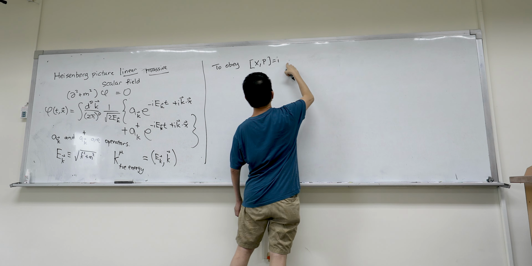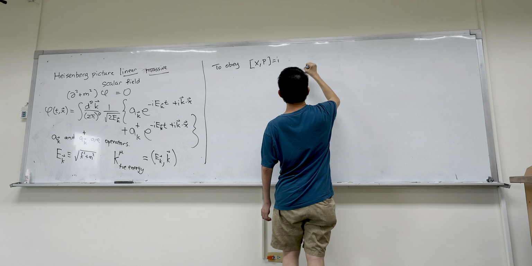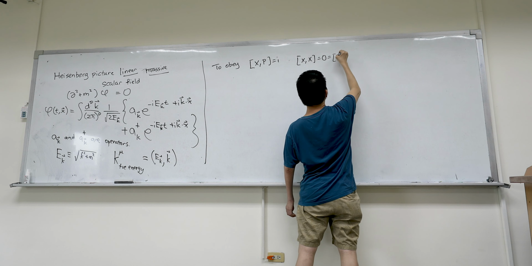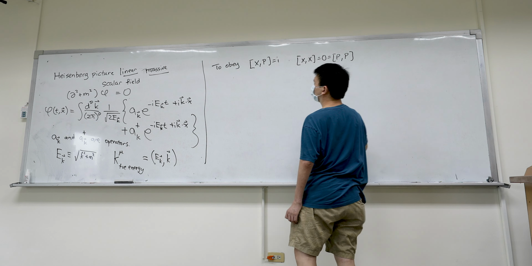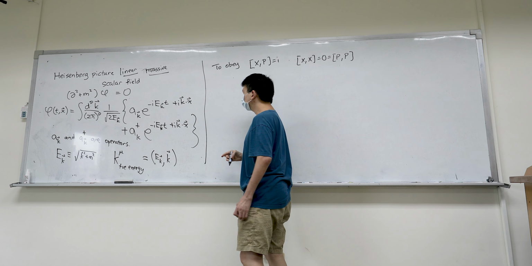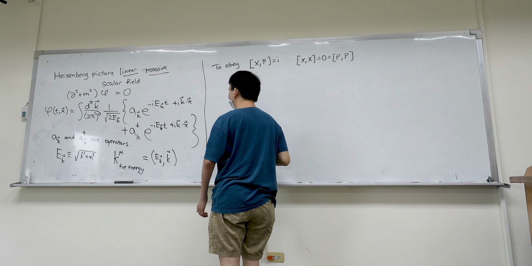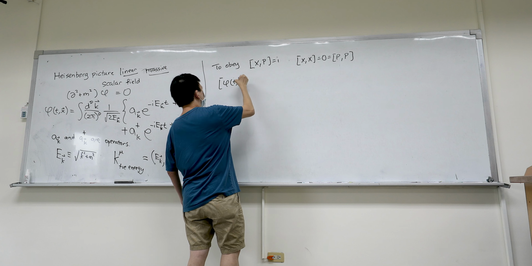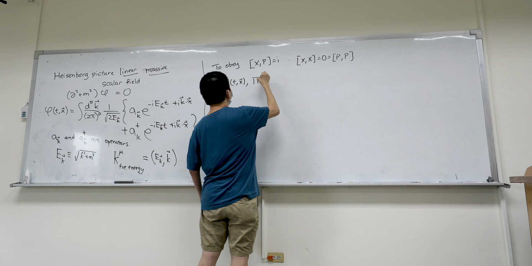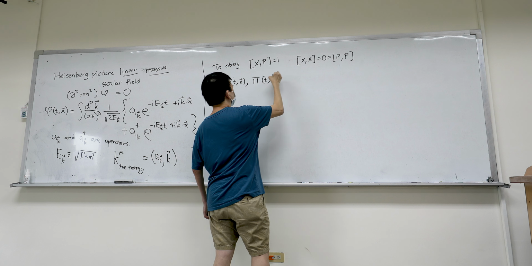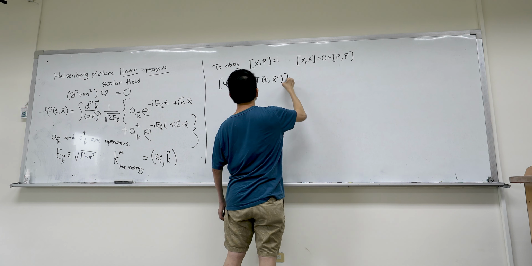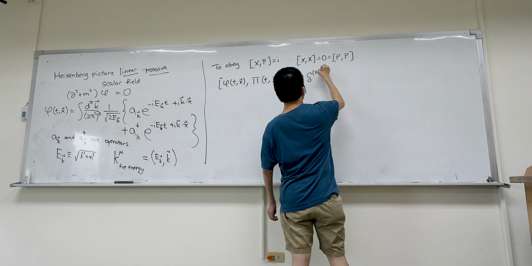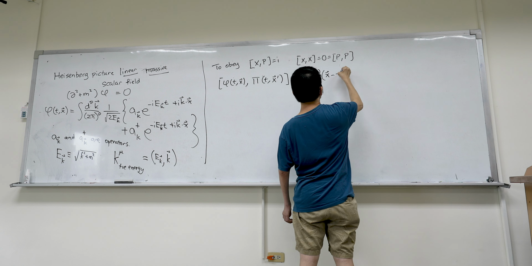canonical commutation relations, xp is i, and xx and pp are 0. In field theory language, this turns out to be phi of t commutated with pi of t, but at x prime, this needs to be i times delta function, x minus x prime.